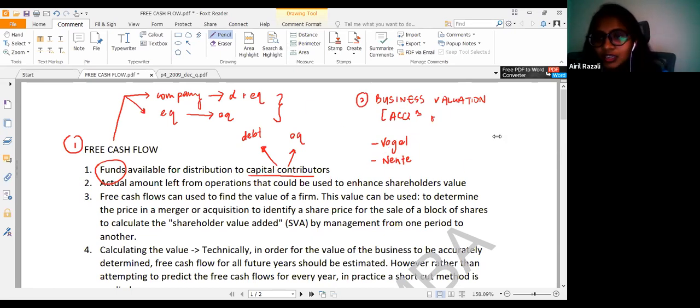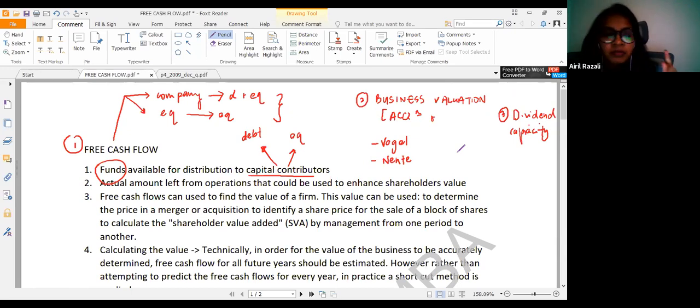And number three, he will ask you to use free cash flow in what type of question? This is very simple. Which other topic uses the concept of free cash flow? Has anyone already taken your AFM paper? Dividend capacity. I don't know whether you know dividend capacity yet. Okay, so these are the three major areas where you need to apply free cash flow.